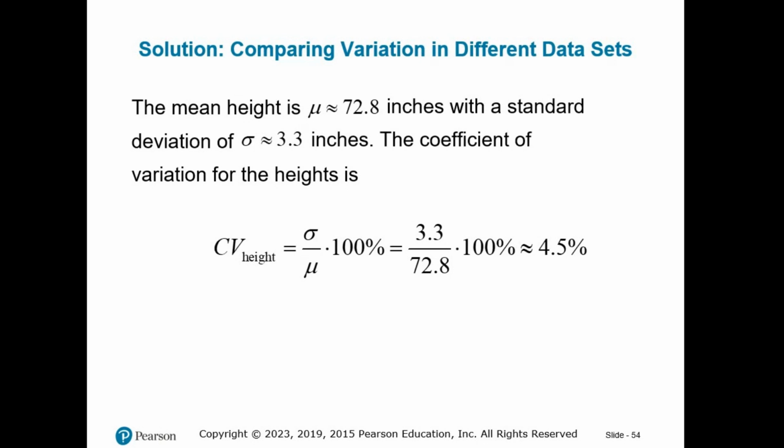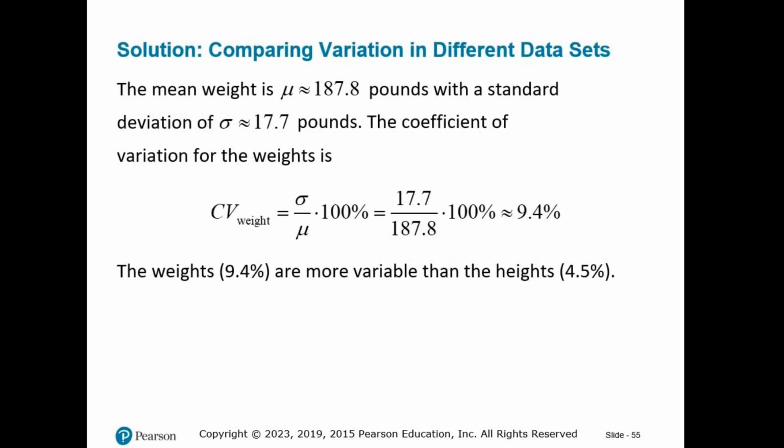Now we can do the same for weights. The mean for the weights is 187.8 pounds with a standard deviation of 17.7 pounds. We divide 17.7 by 187.8 and multiply by 100% and get 9.4%. When we compare the two CVs, we see that the weights with a CV of 9.4% are more variable than the heights with a CV of 4.5%. That's what we're measuring here, the variability.